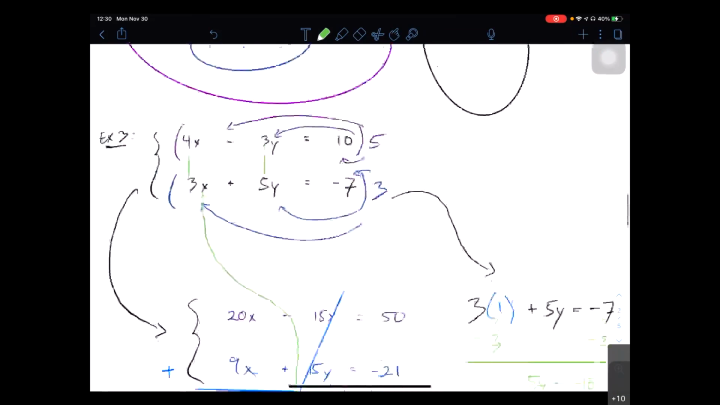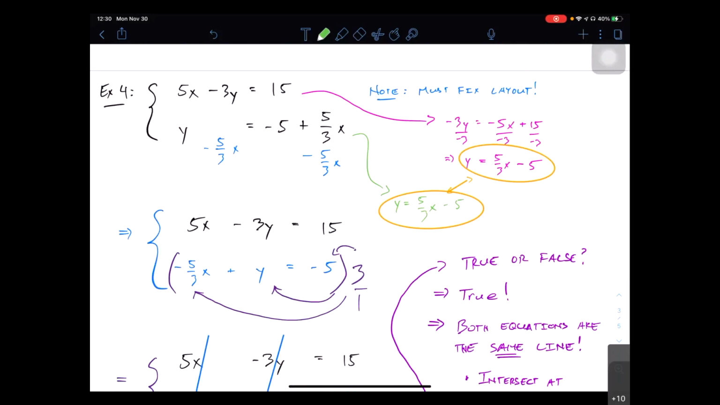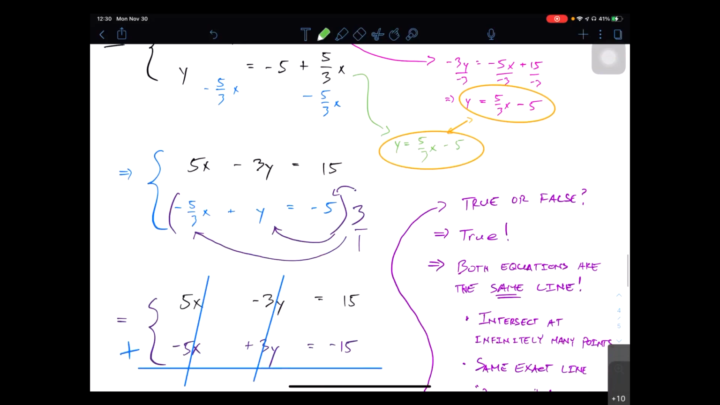Same with example number 4 here, right? You can see that we have these 2 numbers, 5 and 5/3. That's a little bit crazy, right? But then if you look at these 2 numbers, 3 and 1, the invisible 1 that's here, what number do you need to multiply so that they match? That's just a 3 in this case.